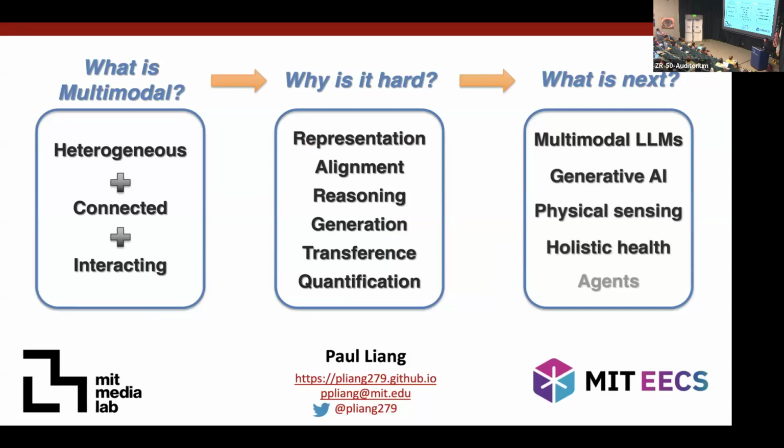Okay, so to summarize, we saw a high-level introduction to multimodal AI across 3 main stages, right? Firstly, what is multimodal? Multimodal is the scientific study of heterogeneous data. That refers to data modalities that are very different from each other with different properties, which makes them very difficult to process in a single model. At the same time, these data modalities show some connections, right? There's some overlap in information between them. And finally, they interact in some new way to bring about some new information for your task. So those are called interactions.